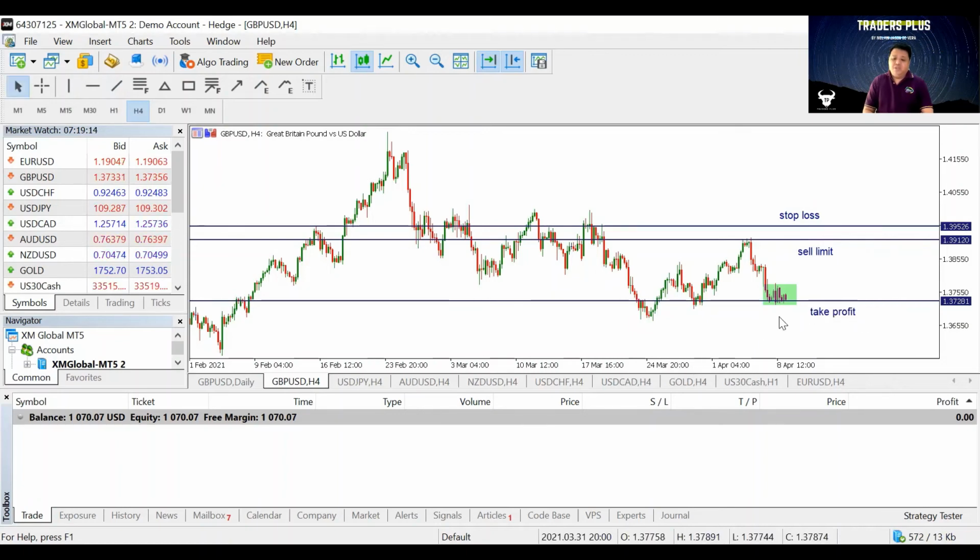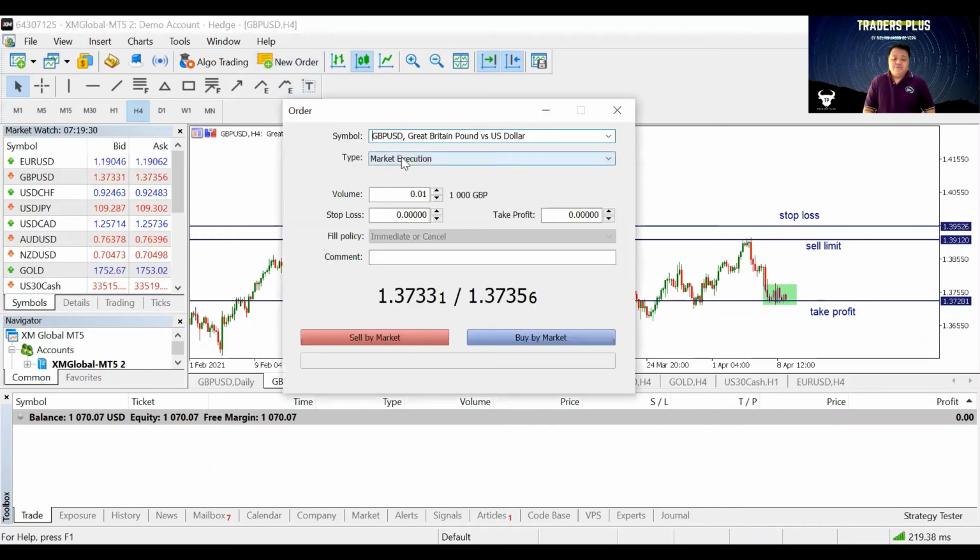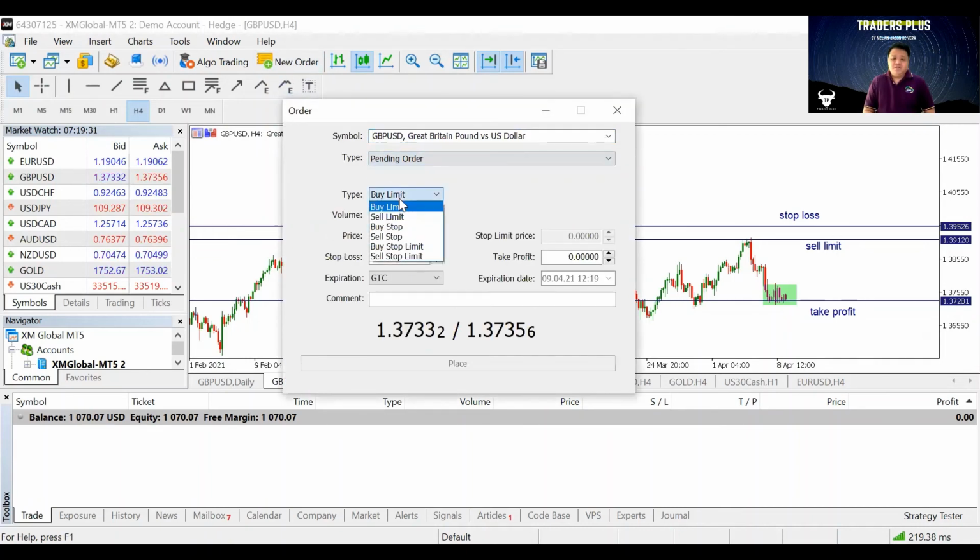So, again, where will you sell limit? Dito. Yan. 1.391020 and lalagyan mo na agad ng stop loss doon, then may take profit ka. So, new order, pending order, sell, limit. Then enter your entry price, 1.39120.